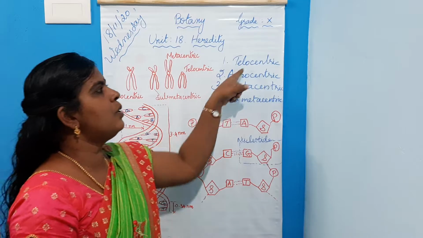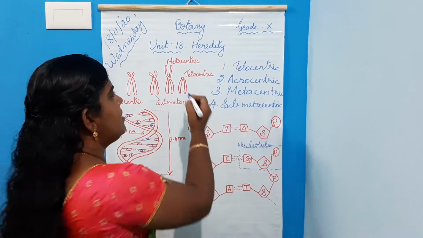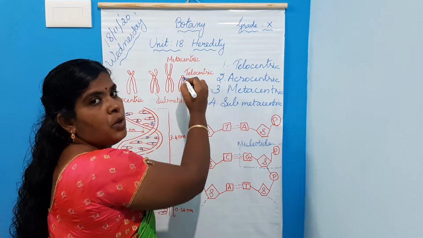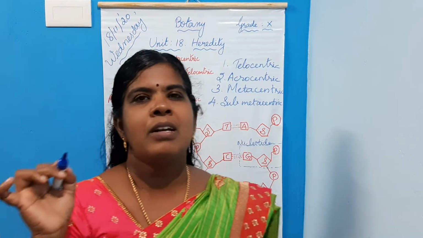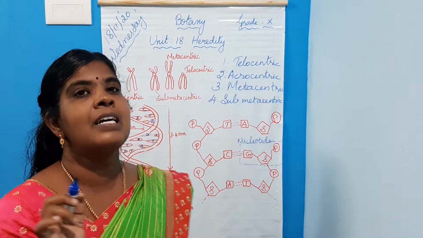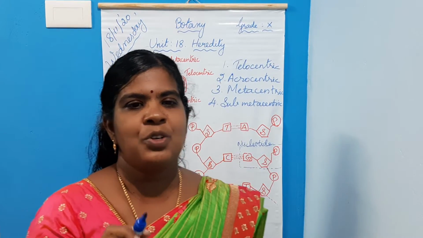First one is telocentric chromosomes. This is the telocentric chromosome. The centromere is found at the proximal end, or at the terminal part. The centromere is present at the proximal end. These chromosomes are rod shaped.